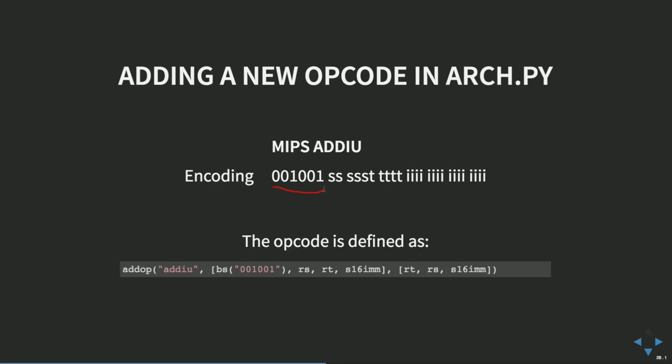In MySM, all you need to do is call the addOp function, give the name of the instruction, and then define something called a bit string. It's a list of Python objects. The first bit string will be 001001. Then we give it a variable called RS, another one RT, and finally the immediate. I will define that in the next slide. Because for this specific instruction the way it is encoded is not the way it is displayed, we can play with the last list in order to invert RT and RS.